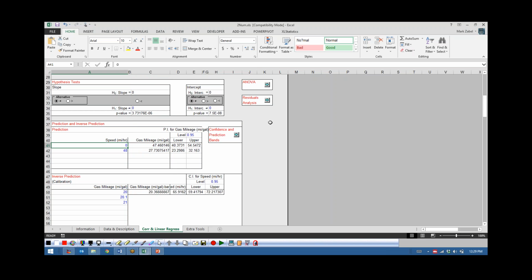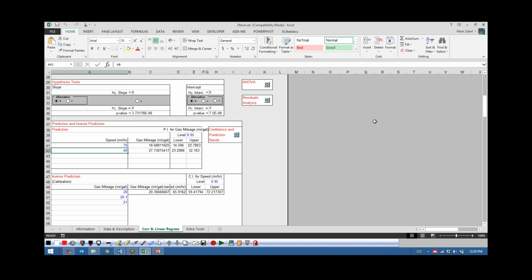So let's try that for 70. It looks like its prediction would be 18. If you drive 70, you get 18 miles a gallon. But it says you could get anywhere between 14.6 and 22.3. Its best guess is 18.6, but if you got anywhere between these two, you shouldn't be too concerned. That's kind of how it varies.